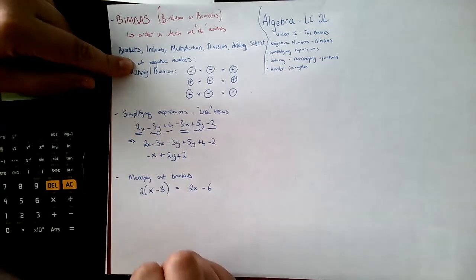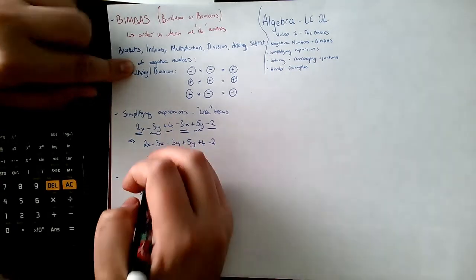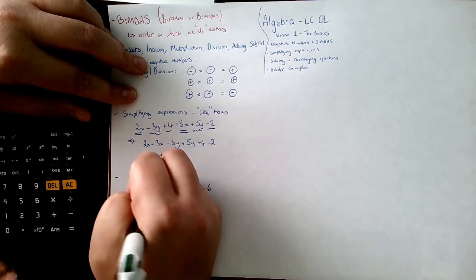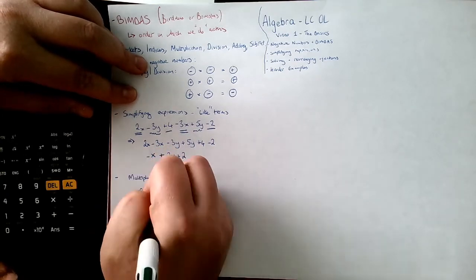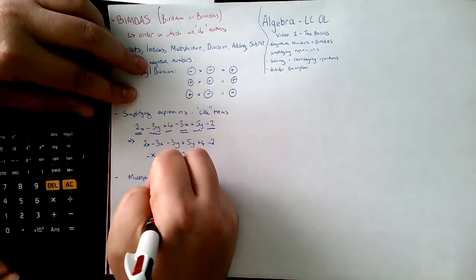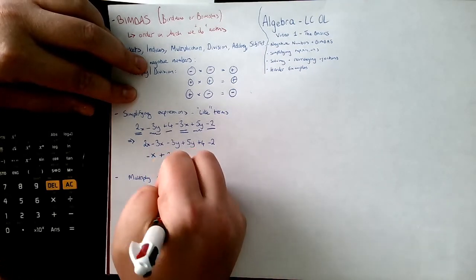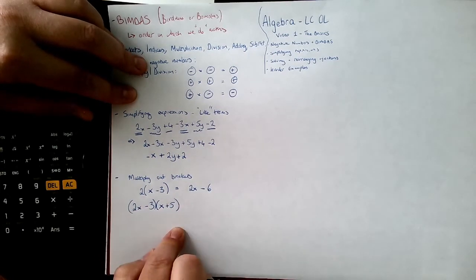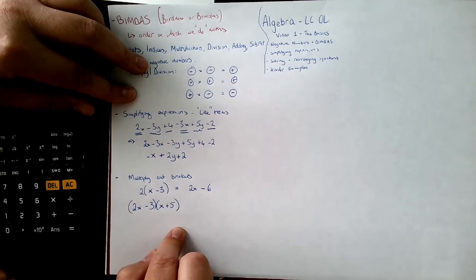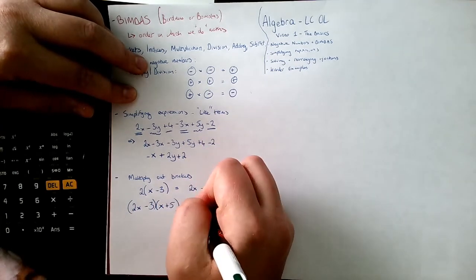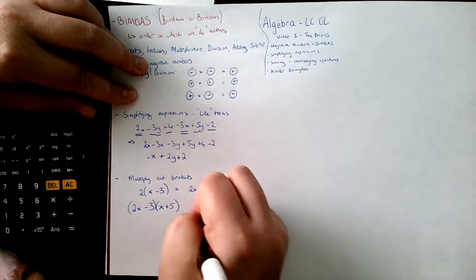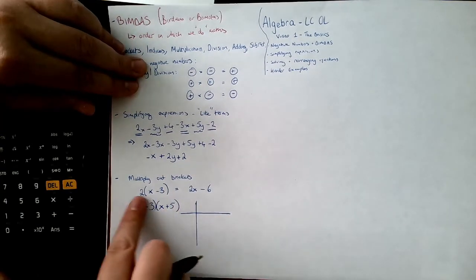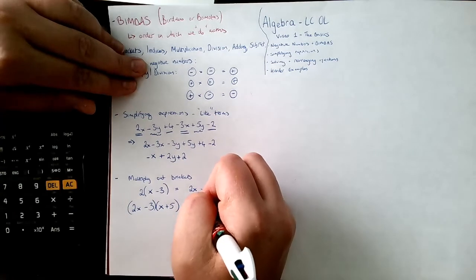If we have an example with 2 brackets, so for example 2x minus 3, and we multiply that by x plus 5, we can rewrite it out, or we can use the box method. The box method is really easy to keep track of where your different variables and coefficients are going.